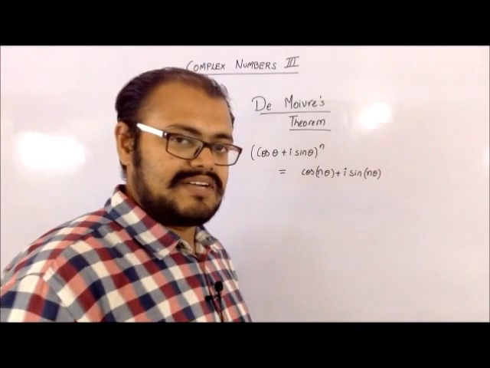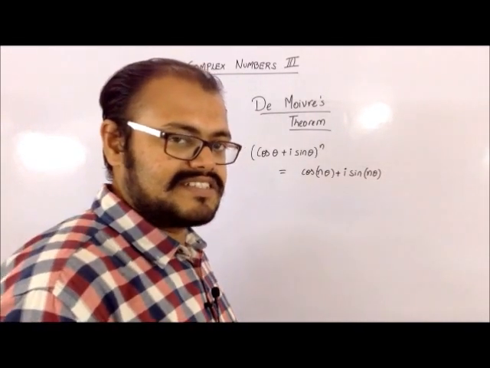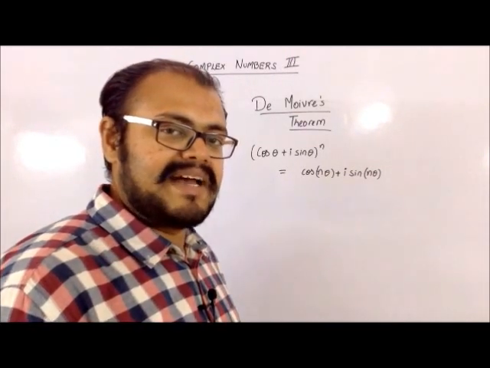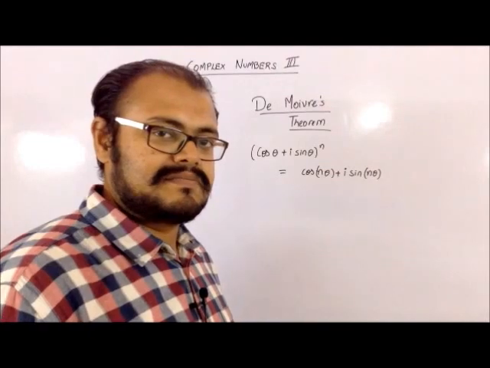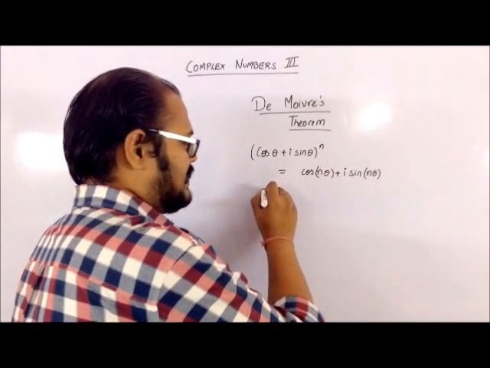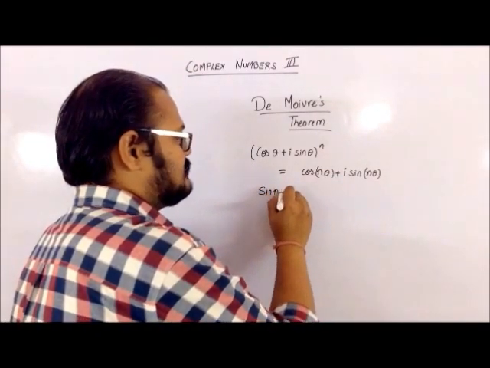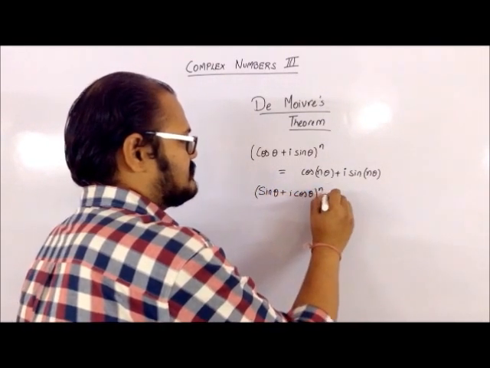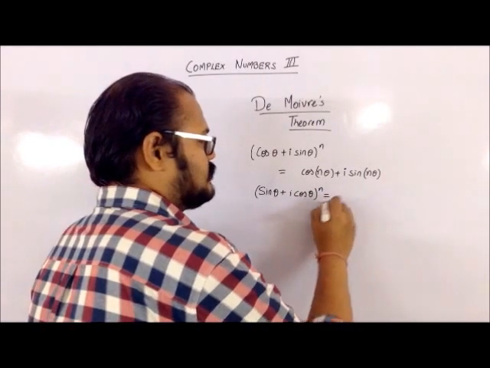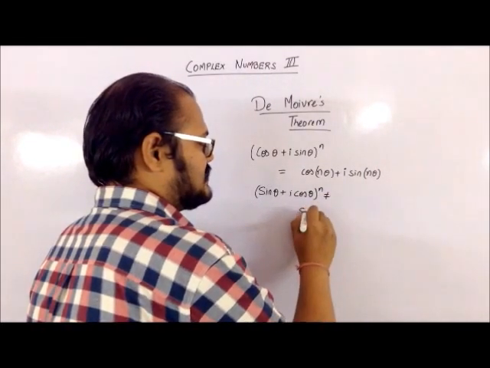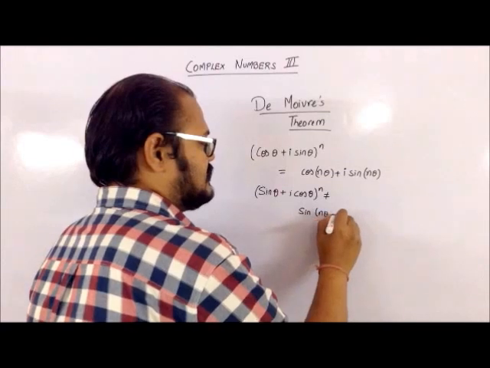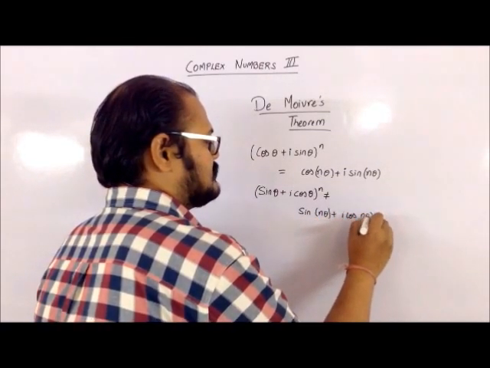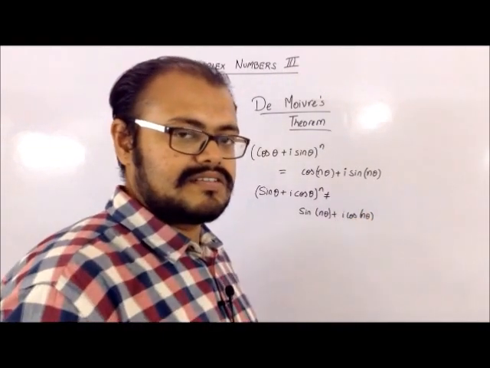The second thing which you have to understand is that the first term, that is the real part, should be a cos term and the imaginary part should be a sin term. To understand clearly, if I have (sin theta plus i cos theta) raised to n, then you won't be getting the answer as sin of n theta plus i cos of n theta. This answer is totally wrong.